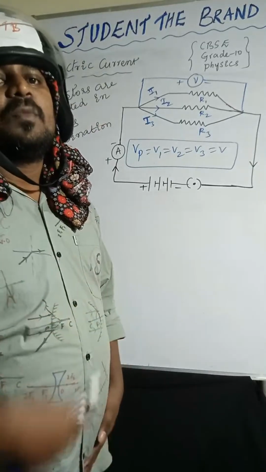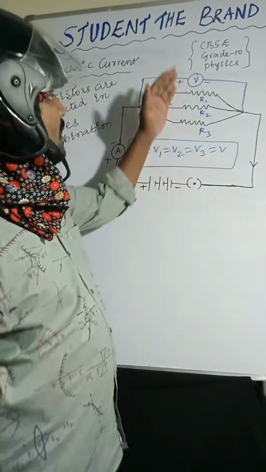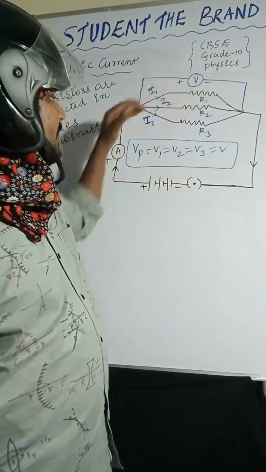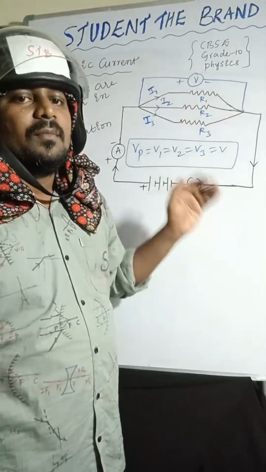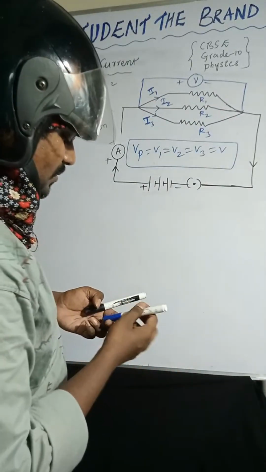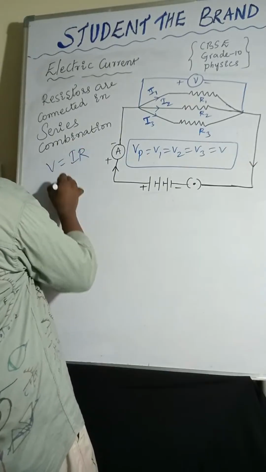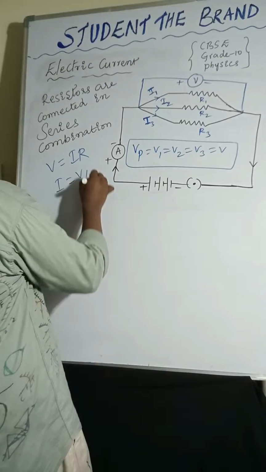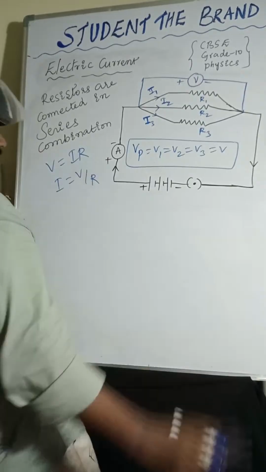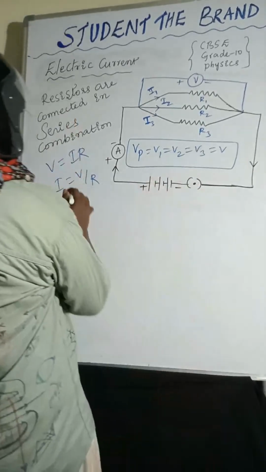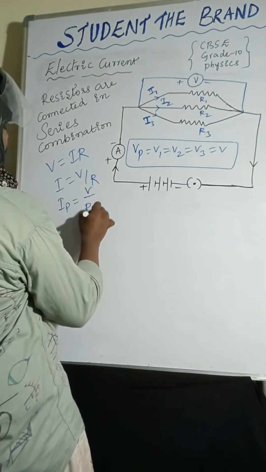So here the potential difference is the same across R1, R2, R3. That's why Vp equals V1 equals V2 equals V3 equals V. But from Ohm's law, V equals IR, so I equals V by R. Anyway V is common, so the current in parallel combination Ip equals V by Rp.